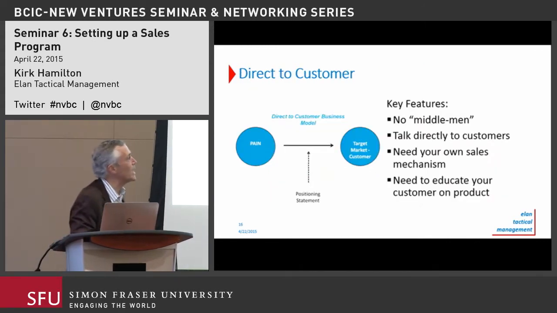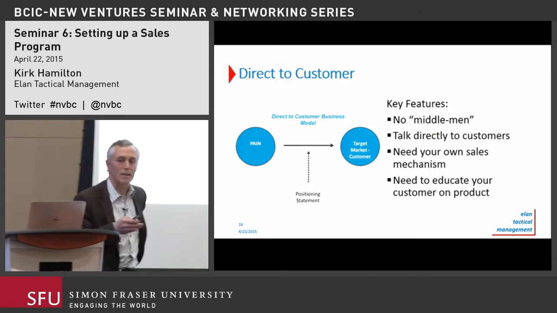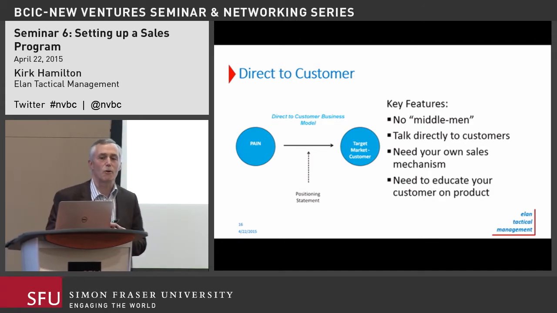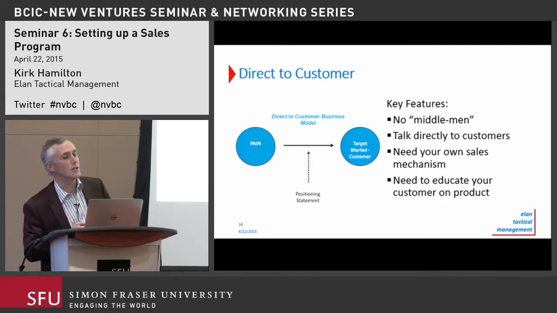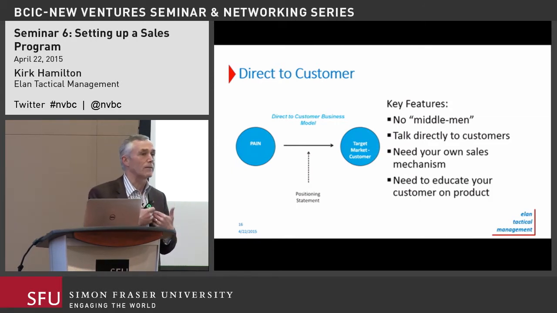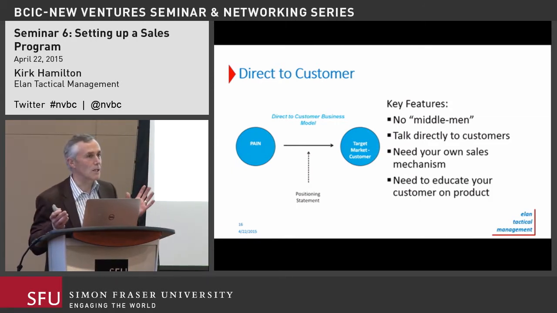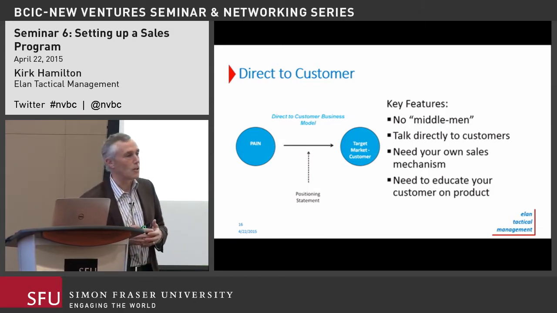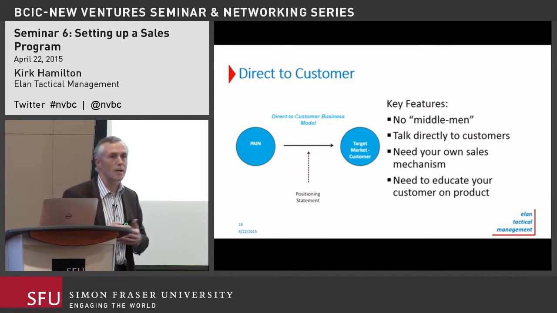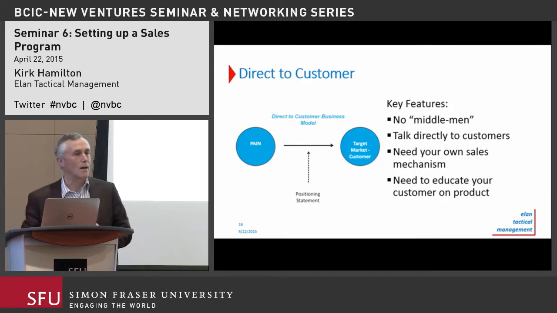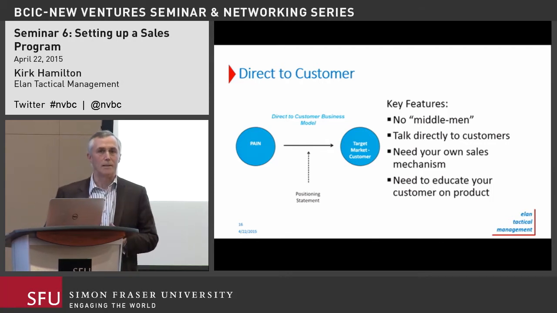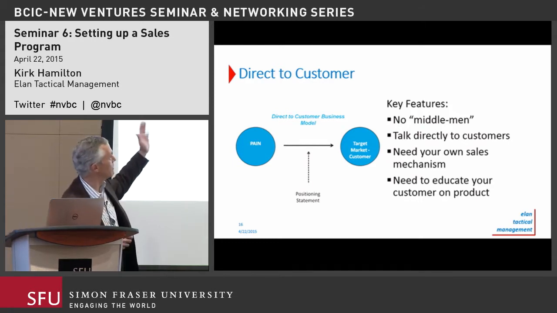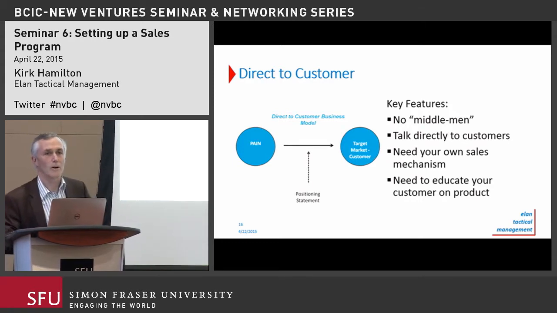So let's look at the different ways in which you can sell your product into the marketplace. The simplest is direct to the customer, right? There's no middleman. You're talking directly to customers and activating them directly. It's your own mechanism for sale. You have total control over the sales process. And you have to provide all the education to the customer of who you are, how they buy, how they trial your product, and get all the feedback. There's one positioning statement for your target market, and away you go.